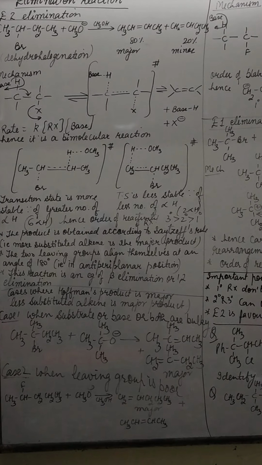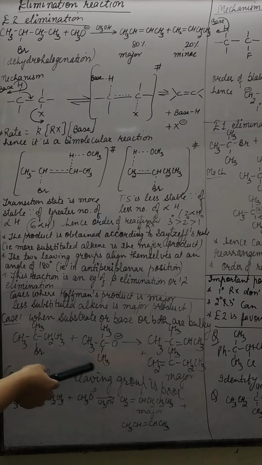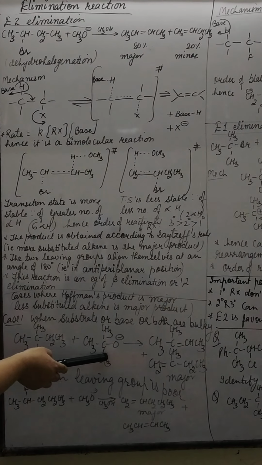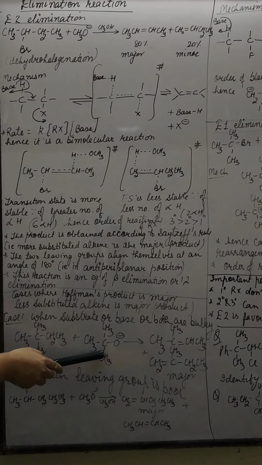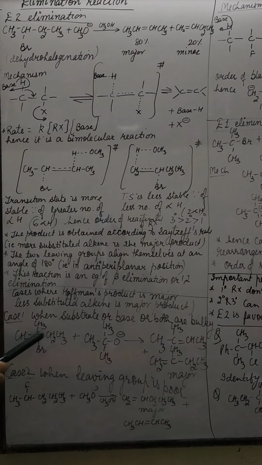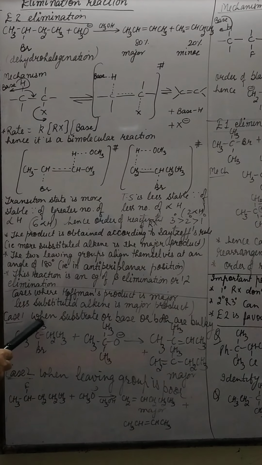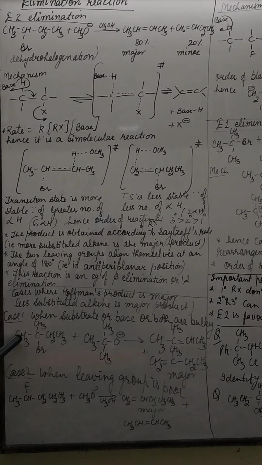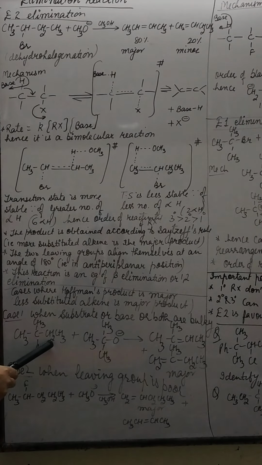Right? So what happens is, because its base is bulky, it would be easier for it to approach the less crowded carbon. As we can see here, the beta carbon is this and this and this. This and this are the same thing, right? So this is 1 degree while this is 2 degree carbon. So 1 degree is easier to approach, so abstraction of proton is easier from this carbon.